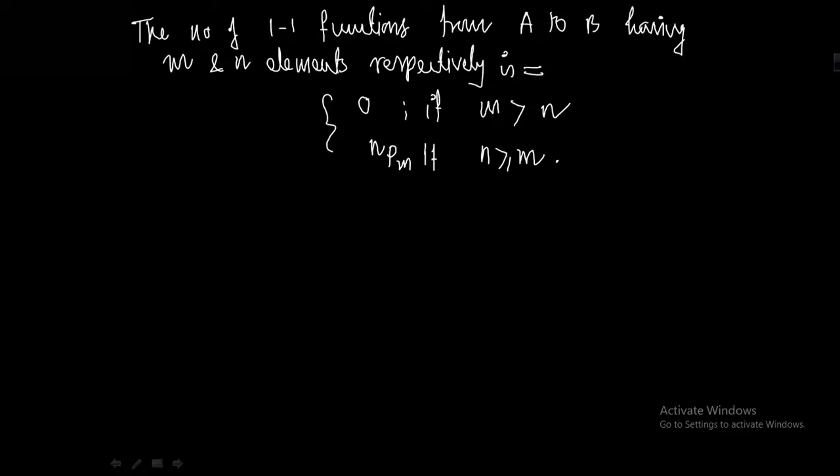So the number of 1-1 functions from the set A to the set B is 0 if the number of elements in A is greater than the number of elements in B. And it is nPm if the number of elements in B is greater than or equal to the number of elements in A, and the number of elements in B is n and ওটা তো m.